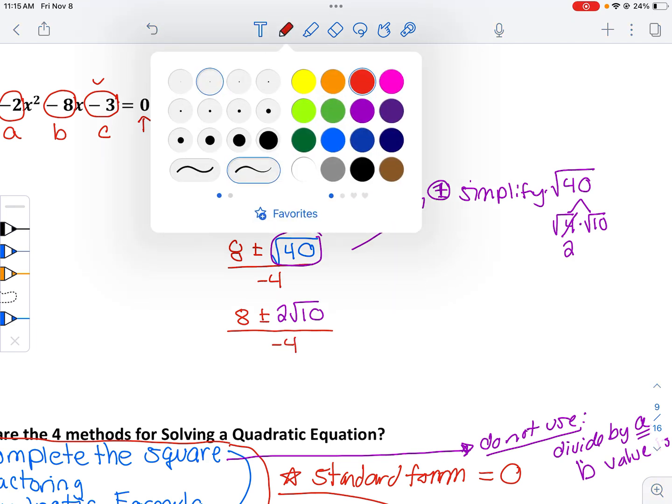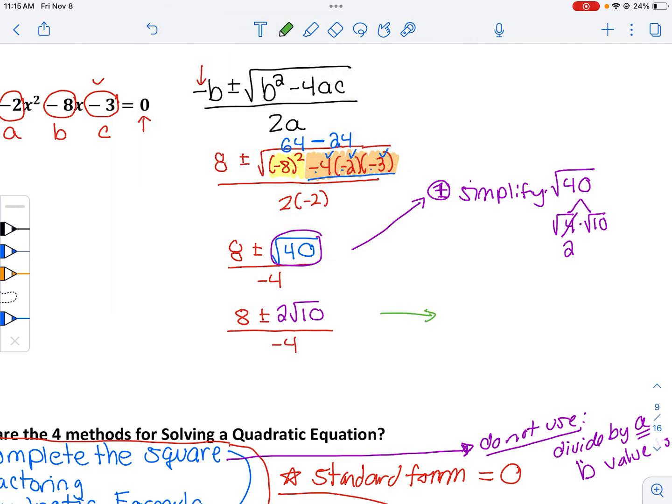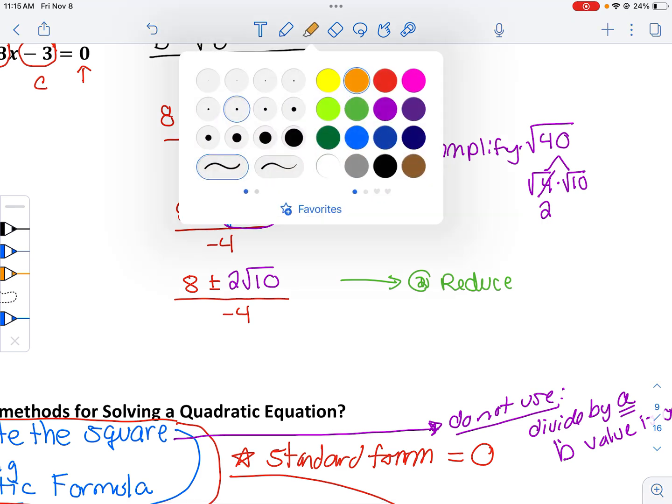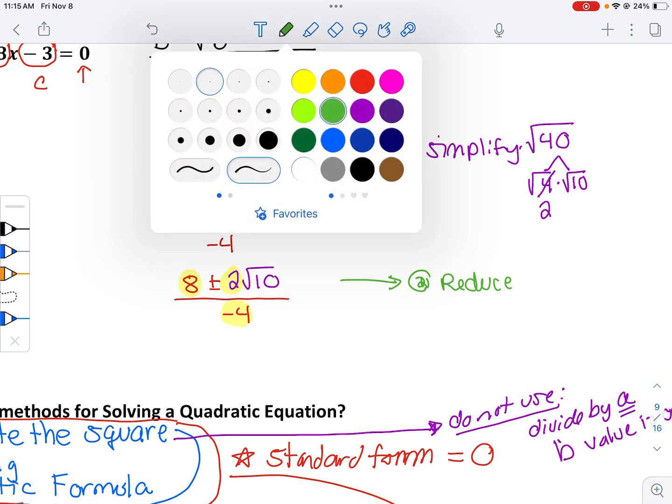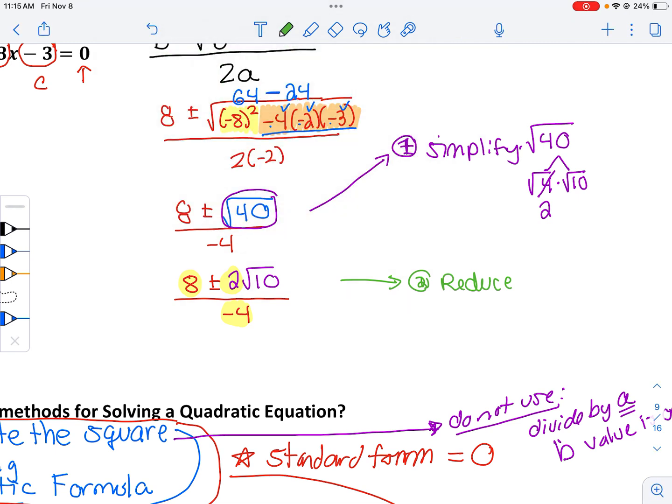Okay, step 2 is now to divide. Now is where I'm going to reduce, which means I'm going to divide. And again, I'm going to reduce by looking at all of the real rational numbers. So I'm looking at the 8, the 2, and I'm looking at the -4. Now, you can decide what you want to do here. Personally, if my denominator is negative, I like to divide by a negative because I like my denominator to be positive. So I'm going to divide by -2, since that is something that goes into all of those numbers.